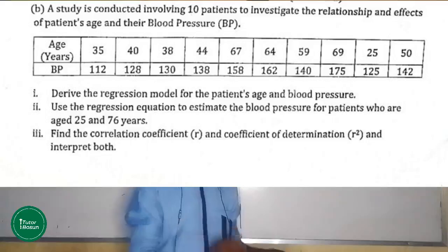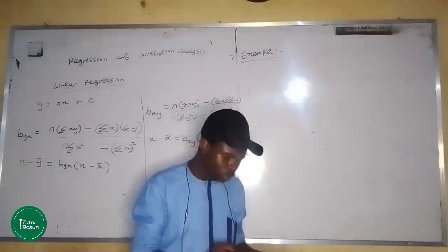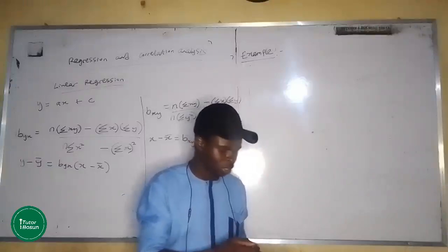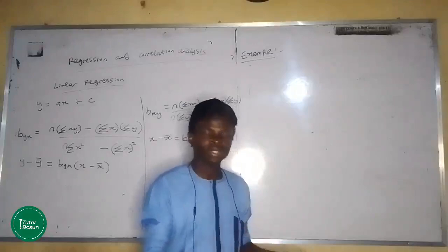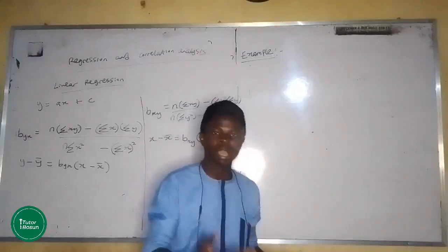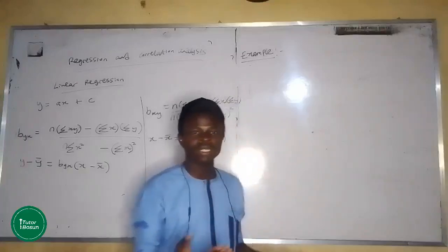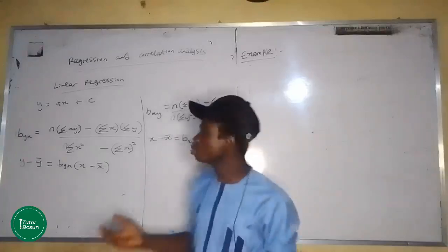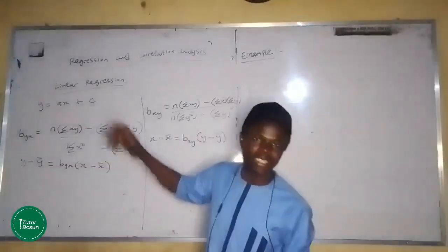years. From that question too, you can see that you are given age and you have to determine what? Blood pressure. You are given age and you have to determine blood pressure. So we can easily make age our x and blood pressure our y. So automatically the model we need to be applying will be the regression of y on x.